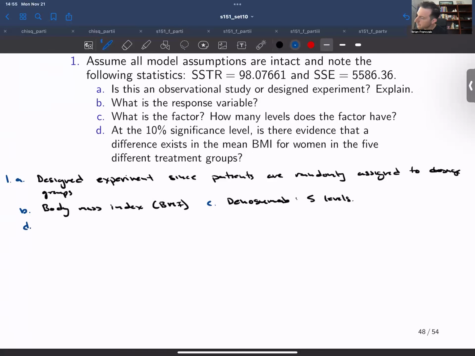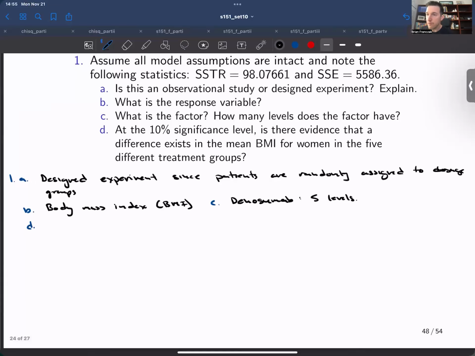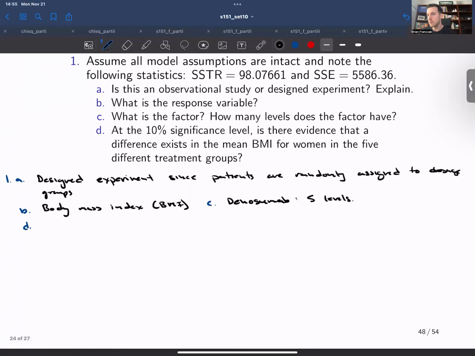Okay, so at the 10% significance level, is there evidence that a difference exists in the mean BMI for women in the 5 different treatment groups? So this is a standard one-way ANOVA style question. We are looking for evidence of a general difference among 3 or more means. Okay, with ANOVA testing, we don't have to do the assumptions in this course. We are going to assume they are met. They're slightly more complicated than what we have seen before. So I'm going to move forward directly to the hypothesis test.